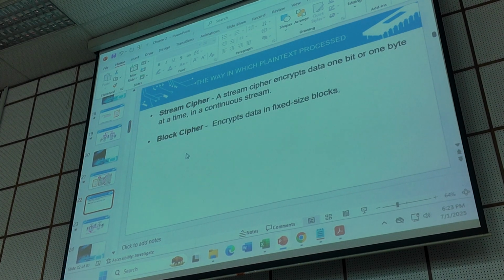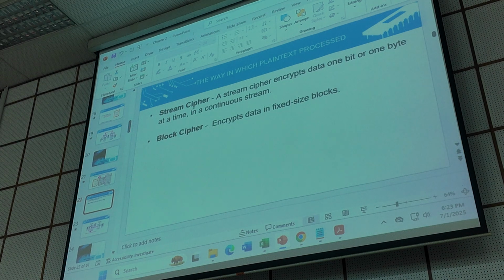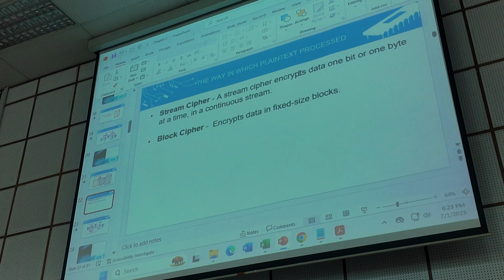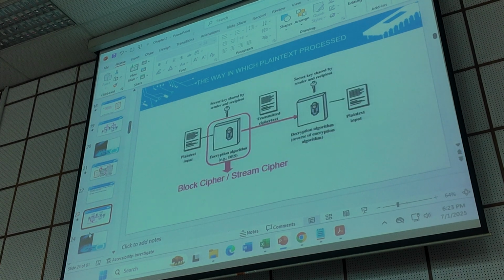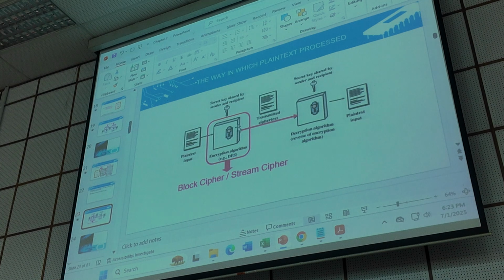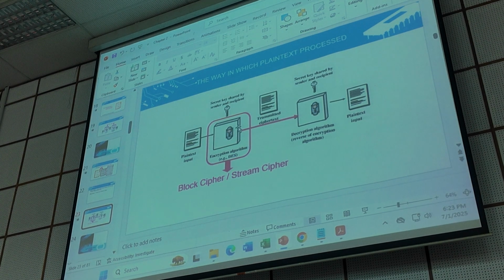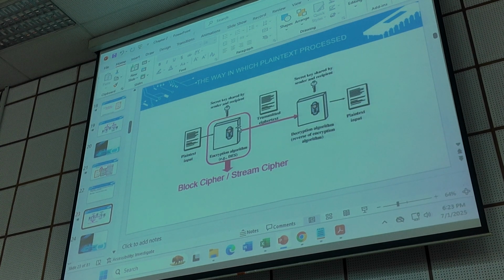You can read this yourself. Stream cipher means that you encrypt the data one bit or one byte at a time. Block cipher encrypts the data in fixed size blocks. So the encryption algorithms are classified into block cipher and stream cipher. Later on we will study the algorithms in block cipher.